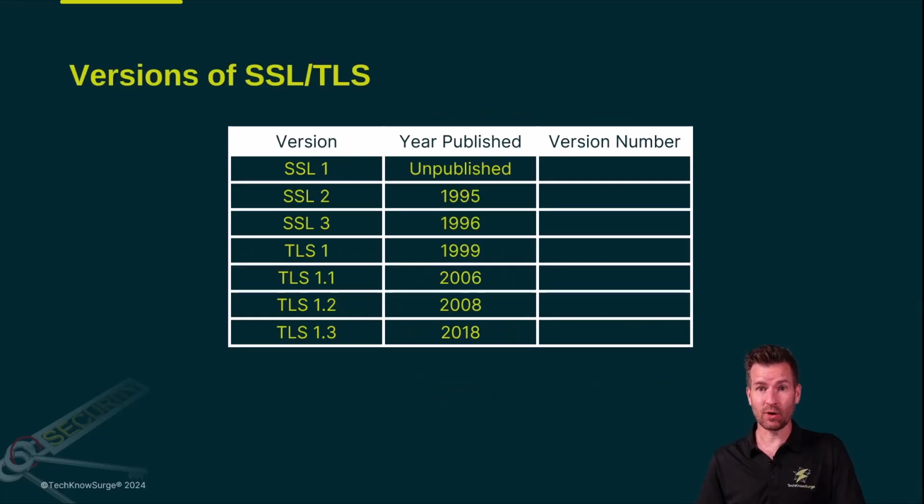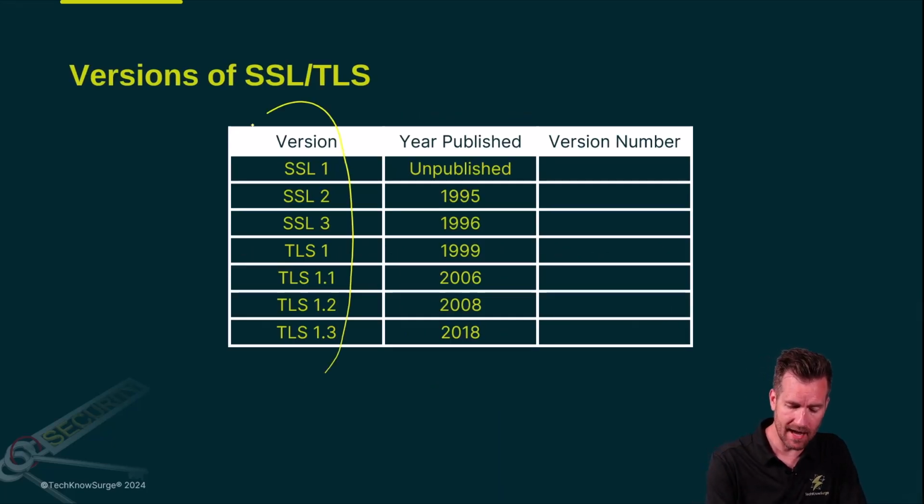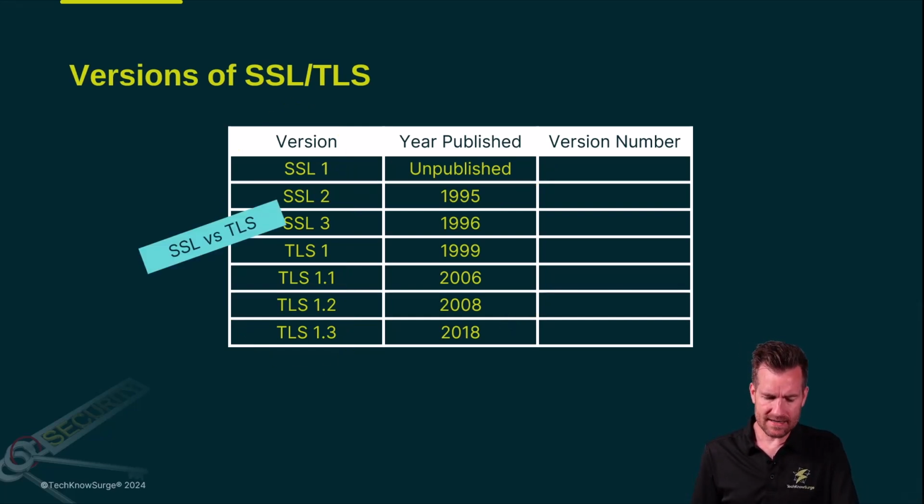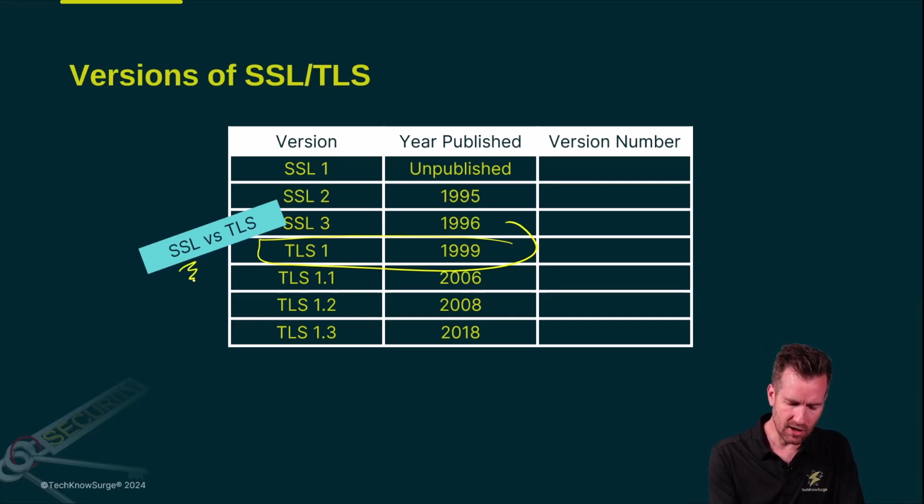Just like any protocol, we develop things over time. So we can see a lot of different versions here. The first version came out in 1995, at least the first published version, and we have the most recent version in 2018. The first thing to note here is that in 1999, it went through a name change. It went from Secure Socket Layer to Transport Layer Security, from SSL to TLS.